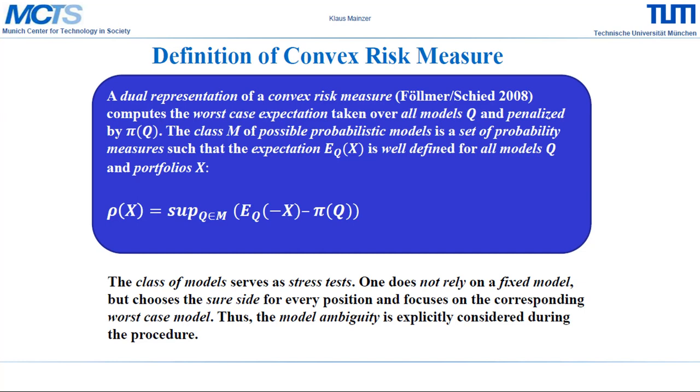And the advantage of this suggestion is that you now consider a class of models, and the class of models can be used as a stress test. And you do not only rely on a fixed model, but one chooses the safe side for every position and focuses on the corresponding worst-case model. And thus, that is interesting, I think, from a methodological point of view. The model ambiguity in financial mathematics is explicitly considered here during the procedure.